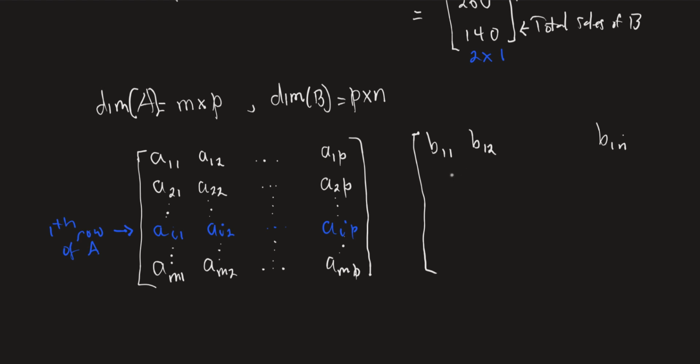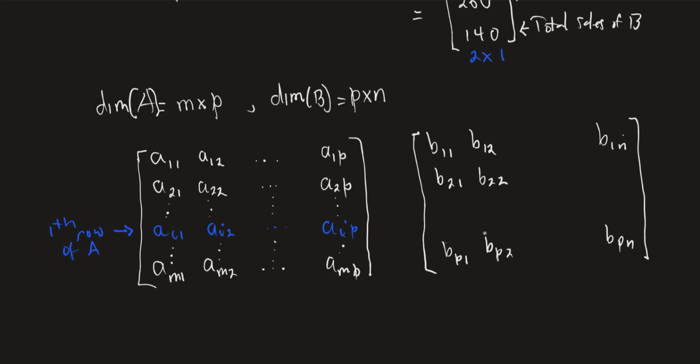And then similarly, you'll have your B21, B22, and then now this goes down to P. So BP1, BP2, all the way across to BPN.